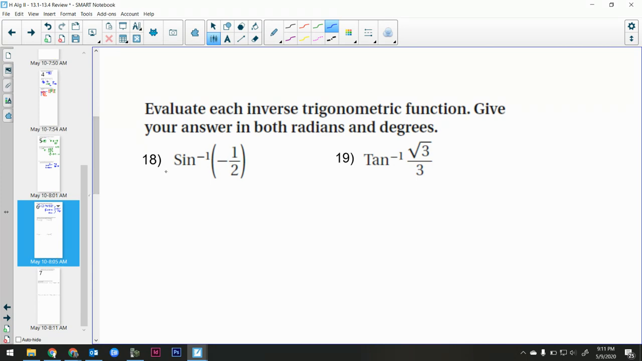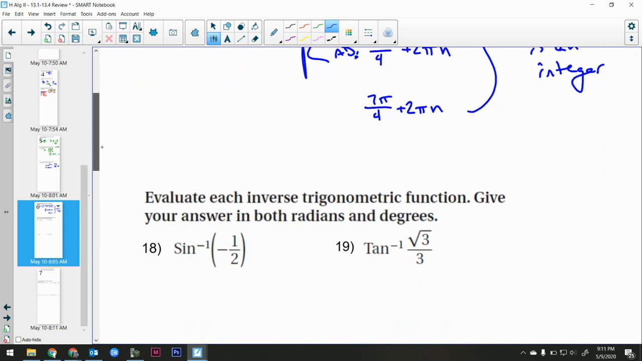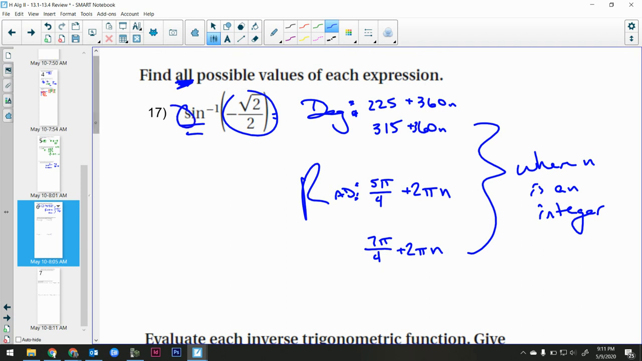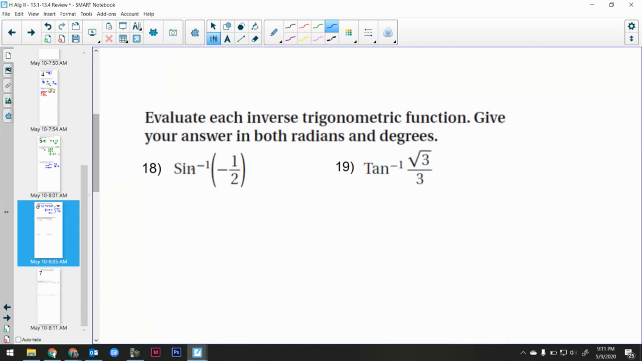All right, now what's different about 17 as opposed to 18 and 19? Lowercase s here, capital S here, capital T here. What does that mean? That means I'm restricting the domain because I want it to be a function. So remember, the sine restriction is negative 90 to positive 90. Cosine is 0 to pi, or 0 to 180. And tangent is negative 90 to positive 90, negative pi over 2 to pi over 2. So sine restrictions here, negative 90 to positive 90.